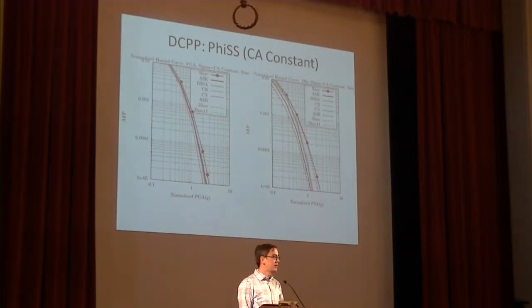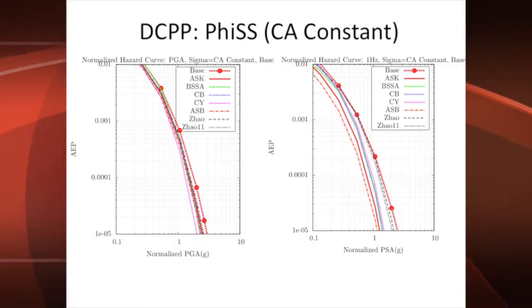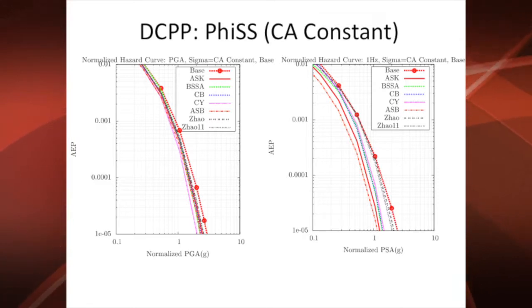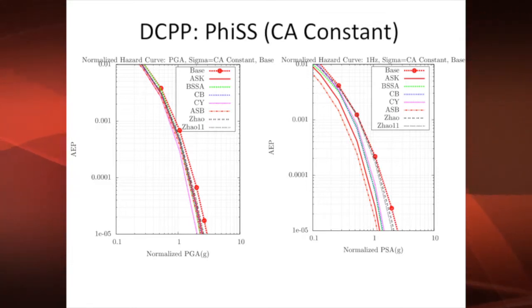Then if we get into the phi-SS models, there are again 3 of them. There's one that's constant based on the California data, one that's constant based on global data, and then one that's magnitude dependent based upon the California data. As you can see, because this is a reduction from the published phi values, all of the curves are falling below the base case because you're reducing the phi term. And as we saw before with the individual GMPEs, you're getting a bigger distribution at 1 Hertz than you are at, say, PGA.